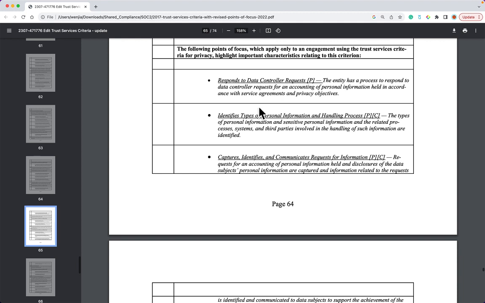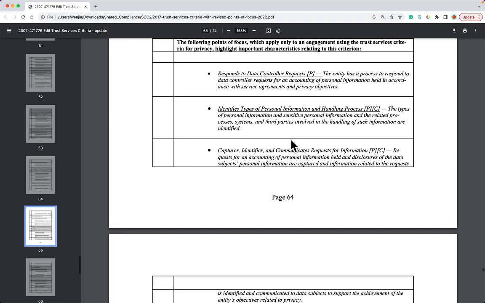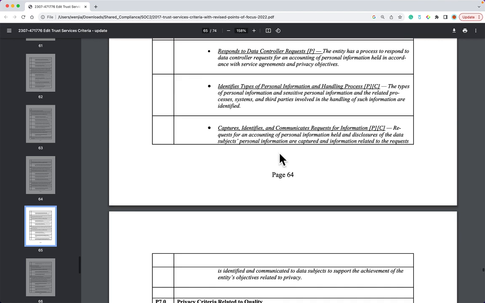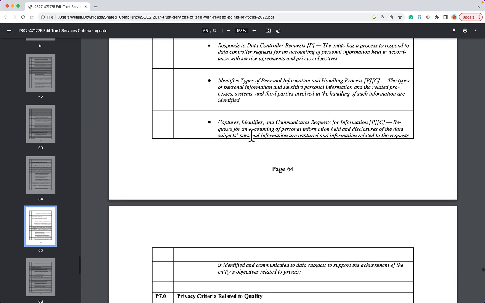there are quite a few kinds of personal information. You need to figure out what type there are and how you are going to share this information. You need to figure out the process and capture, identify, and communicate the request for information. Requests for an accounting of personal information held. And disclosure of data subjects.